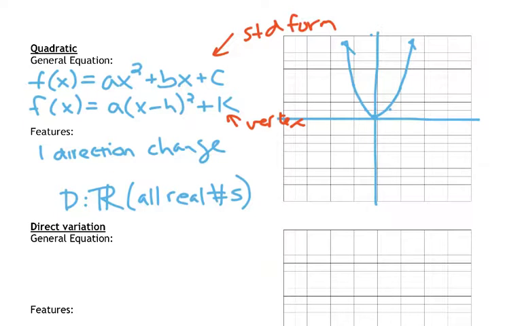Important features of a quadratic is that it has one direction change. We call that the vertex. And of course, its domain, just like the linear, is all real numbers.